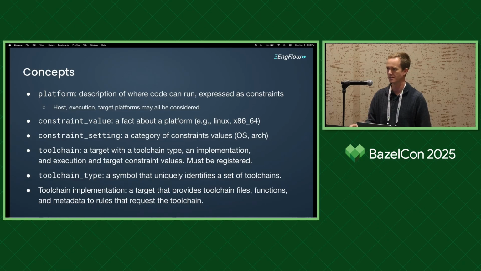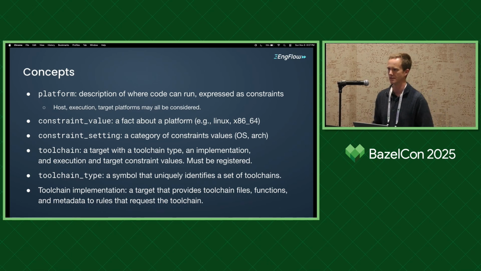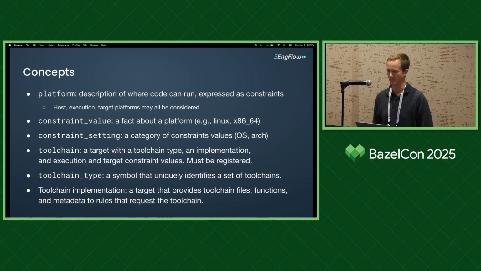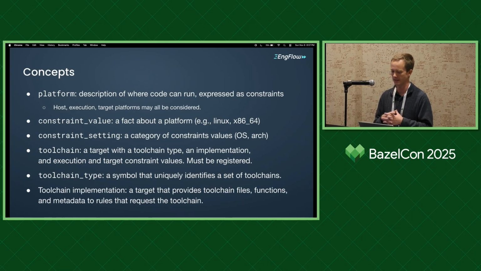You can have multiple of these. So by default, it's going to be the same as your host platform where Bazel actually runs itself. But if you're in remote execution, you might have several different execution platforms. So you can be building on Windows, Linux, macOS all at the same time. To describe a platform, you have constraint settings and constraint values. A setting is a category of values, and a value is just a fact. Like this is Linux, this is x86, and so on. The tool chain is essentially just a target.